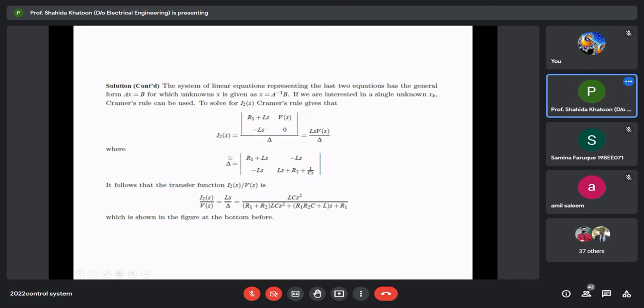So from this, you get this I2s upon Vs. I2s upon Vs becomes Ls upon the determinant of this. This determinant you can find out by multiplying these two elements minus this. Okay.